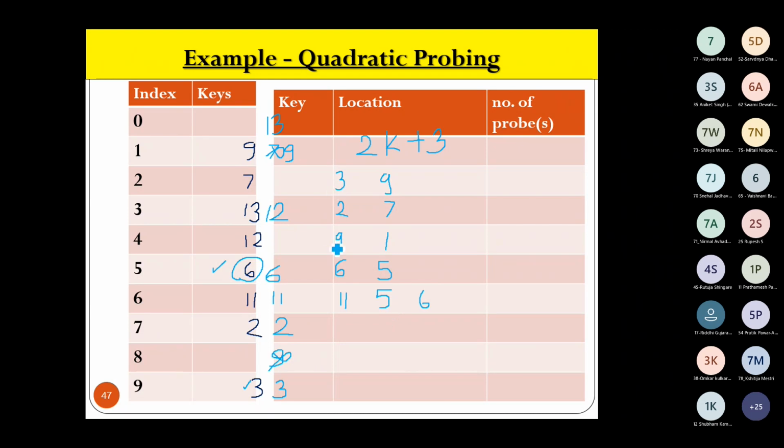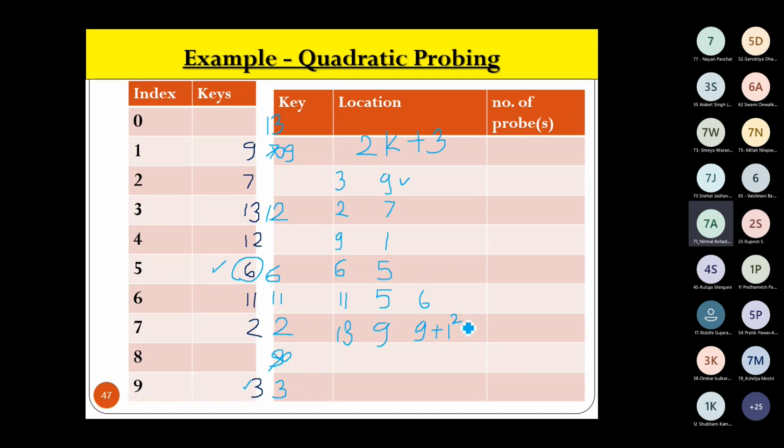So 3, 2, 9, 6, 11 यहाँ तक का पार्ट हो गया. Now next number is 13. For 13 apply this hash function. 2 into 13 is 26 plus 3 is 29 mod 10 is 9. So 13 should be located at index 9. But index 9 पे already ये element है. Collision has occurred, so we need to apply quadratic probing.